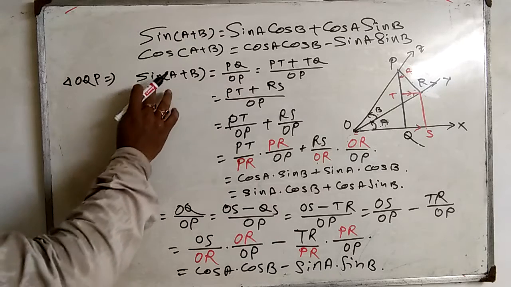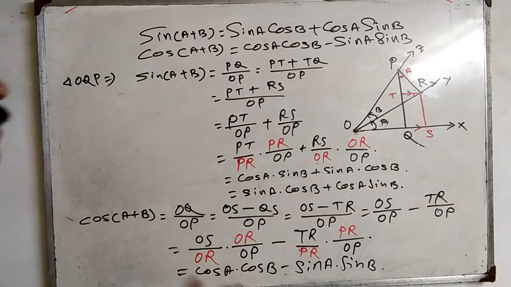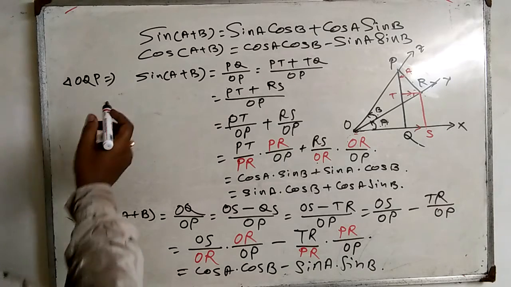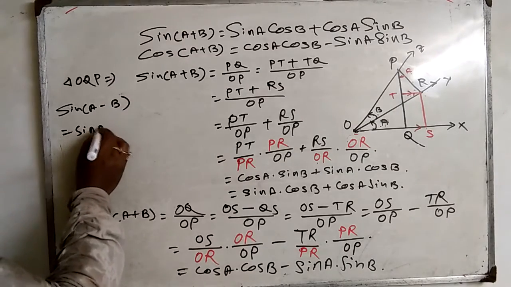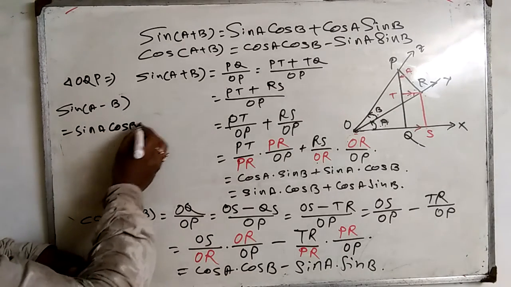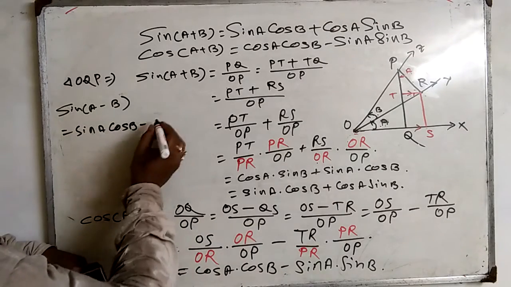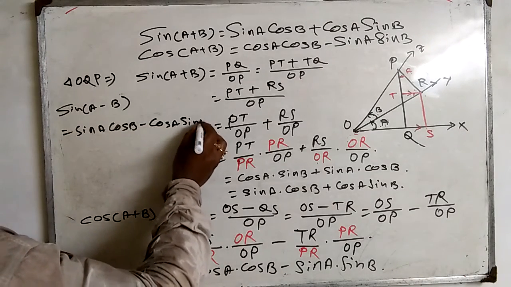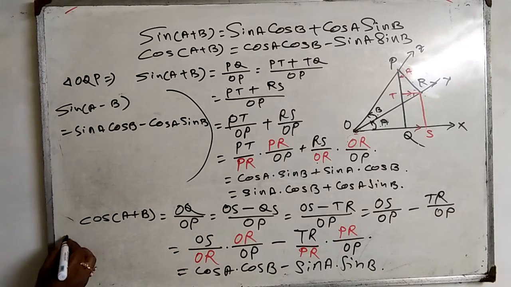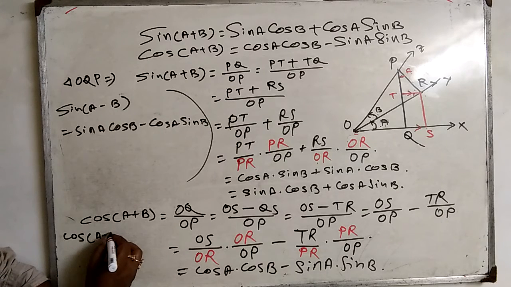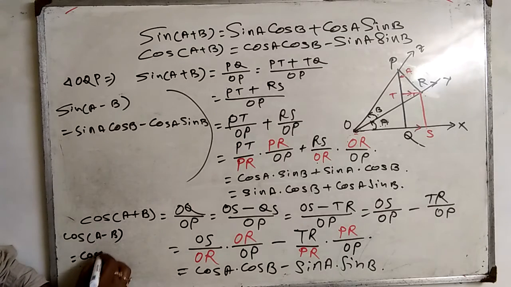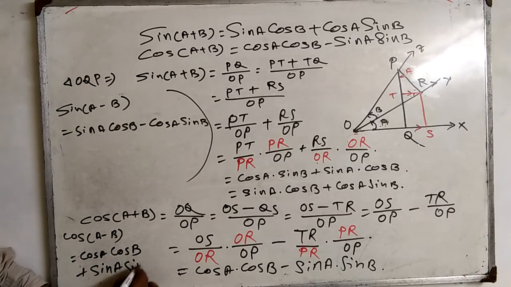Now these two formulas are proved and we can write, similarly from two formulas, sin of A minus B equals to sin A cos B minus cos A sin B, and cos of A minus B equals to cos A cos B plus sin A sin B.